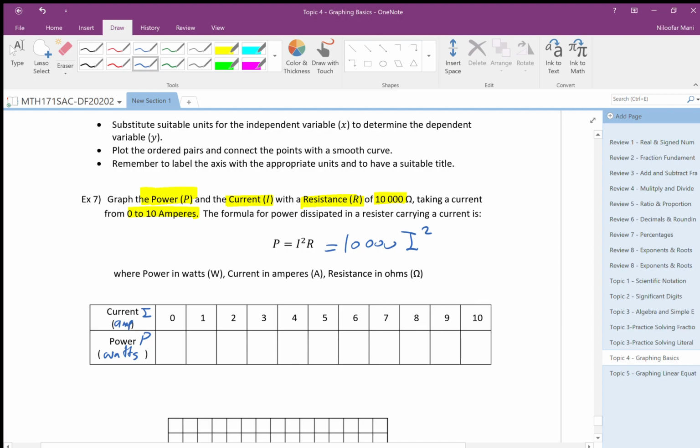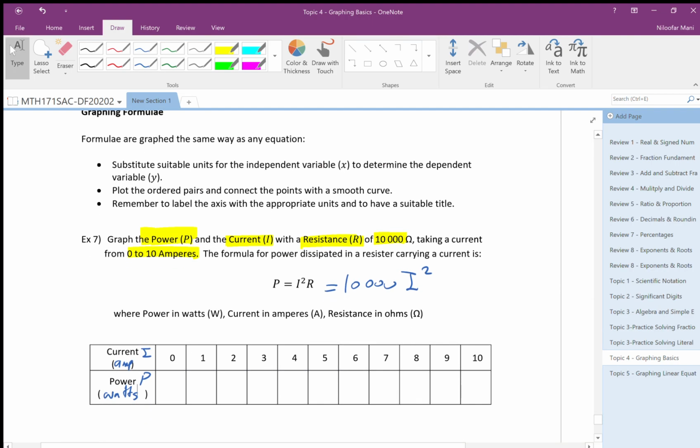Yes, it's saying here, so I can do watts or I can do W, right? I have the resistance, that's ohm, 10,000, I can use it. In this case, the data is not ready for you. You have to calculate it. You have a formula and you want to graph it. So first you substitute the values and you calculate, and then try to do the same thing we did so far.